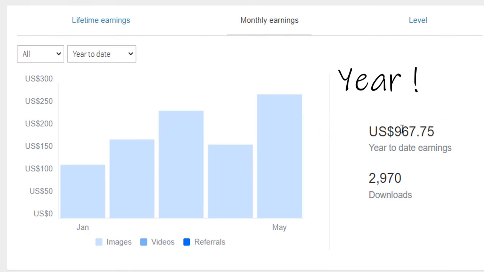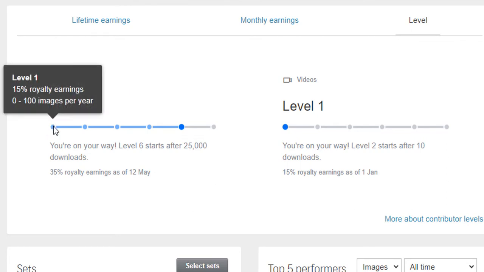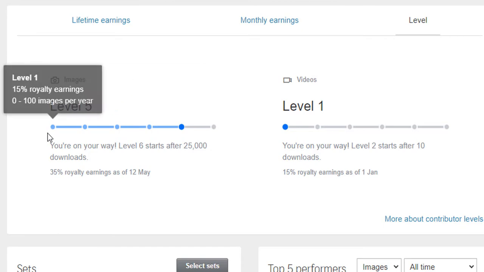Anyway, so this month I've made this much so far, and the number of downloads is this many so far. And there's another update that I would like to share, which is the level, because Shutterstock follows levels that I shared, I think in the first or maybe in the second video. So as you know, on each new year, Shutterstock resets your contributor level. So then you have to regain each level every year. This is not a good policy, but anyway, this is how it is.